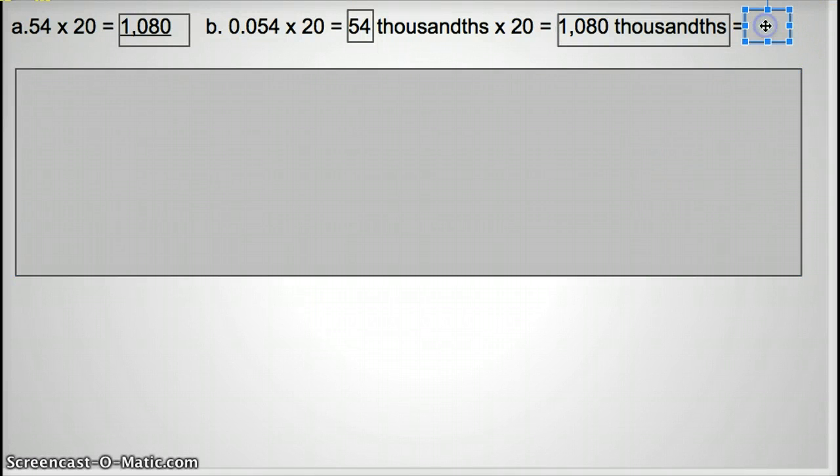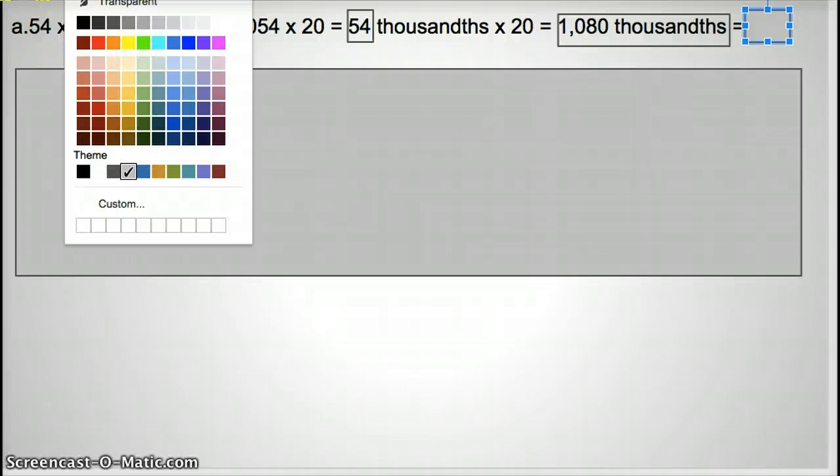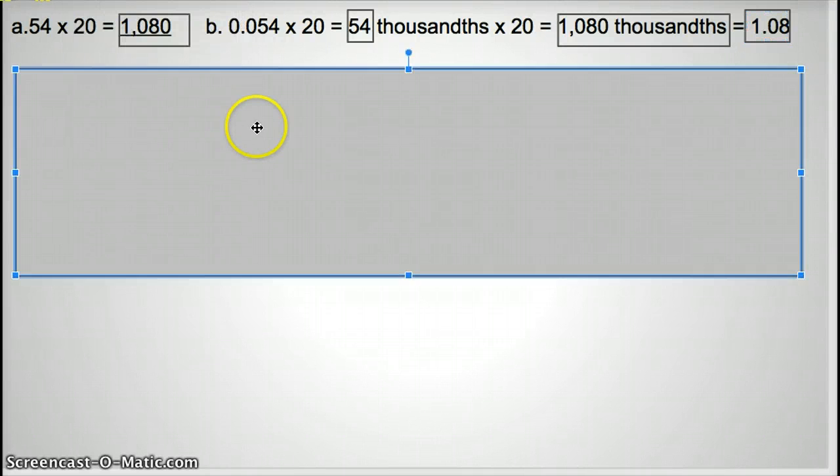But the standard form is going to change, because it's going to look a lot different. So 1,080 thousandths is going to be 1.08. Move the decimal over 3 places: 1, 2, 3. So now I'm right there. So it's 1.08. And now I go from ones to thousandths.